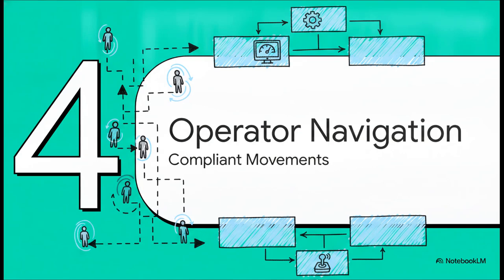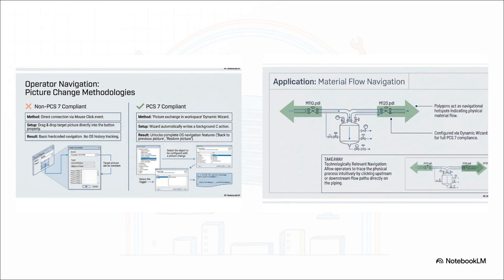All right, Section 4, Compliant Operator Navigation. Now that our interface is built and efficiently dynamized, the operators actually need to move through it. And I get it. It's super tempting to just drag and drop a target picture onto a button to create a quick, direct mouse click connection. But in PCS7, that is strictly non-compliant. Doing that creates hard-coded navigation, which means the OS has absolutely no idea where the operator came from. There's zero history tracking. Instead, you've got to use dynamic wizards, specifically the Picture Exchange in Workspace wizard.